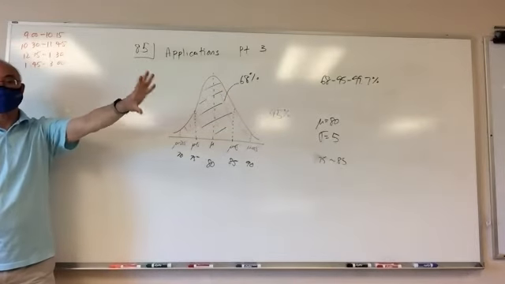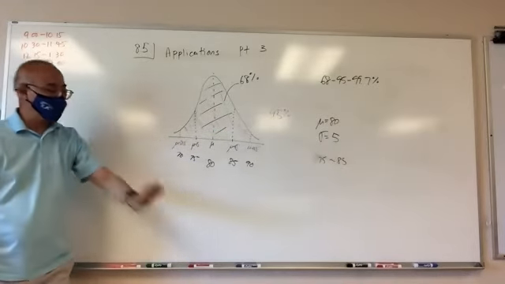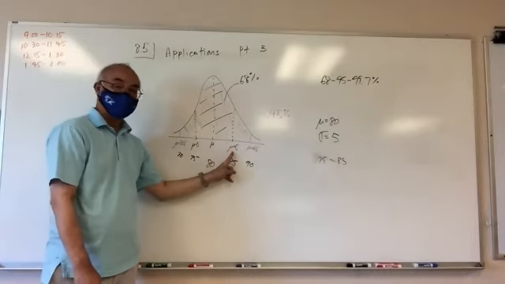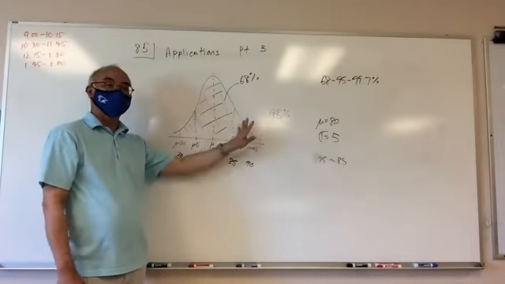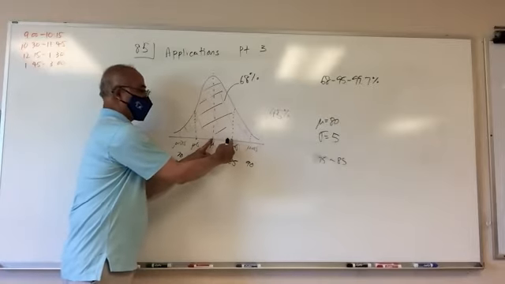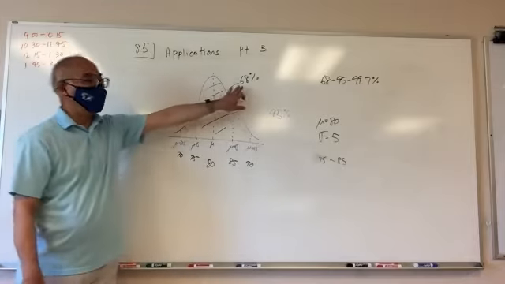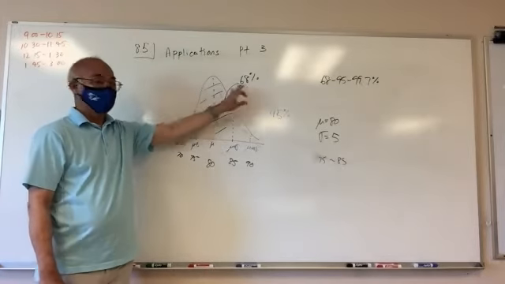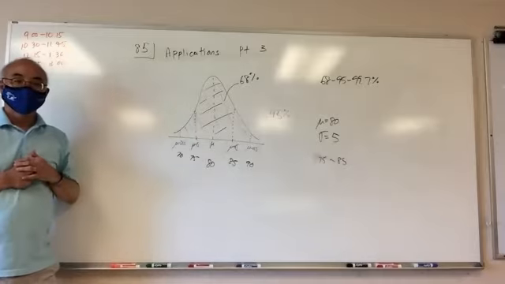If I asked you what was the total percentage between 80 and 85, since this is totally symmetrical, it'd be half of this, right? 34%. So I have 34% here, 34% here, correct?